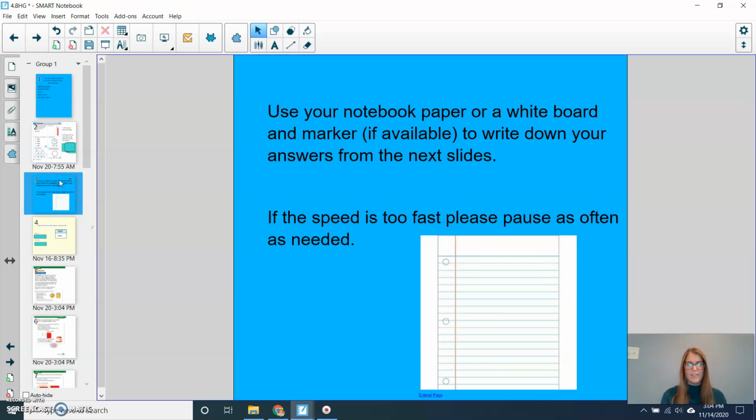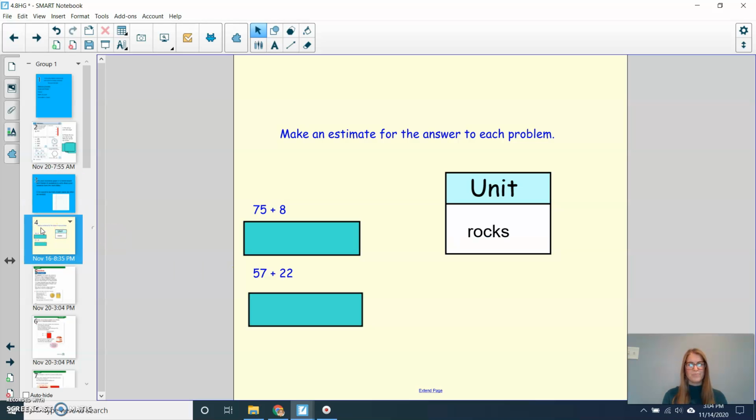All right, second graders, if you could now use your notebook paper or whiteboard and marker if available to write down your answers from the next slides. If the speed is ever too fast, please pause as often as needed. So make an estimate for the answer to each problem.